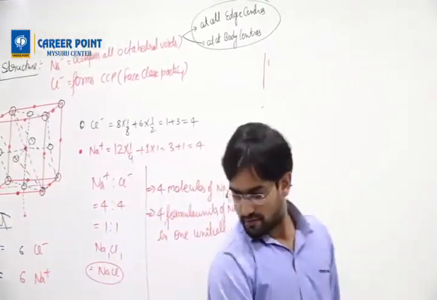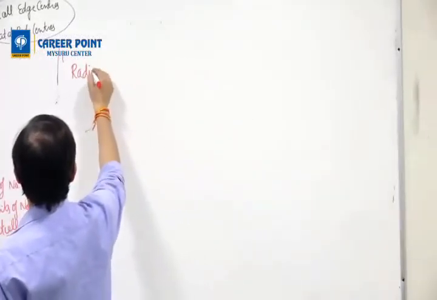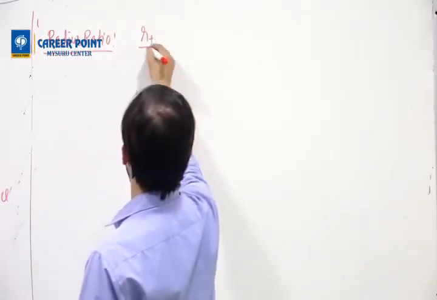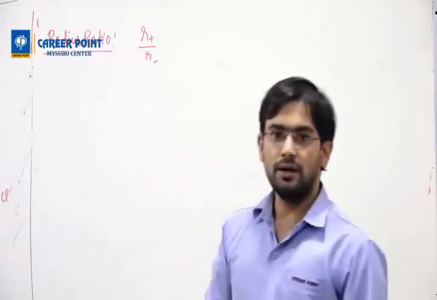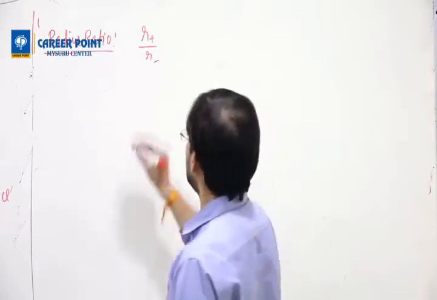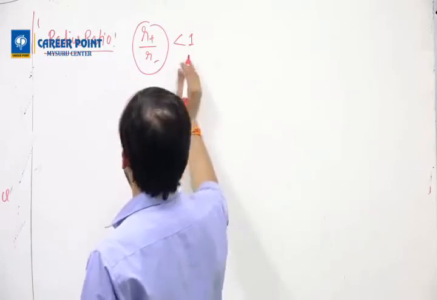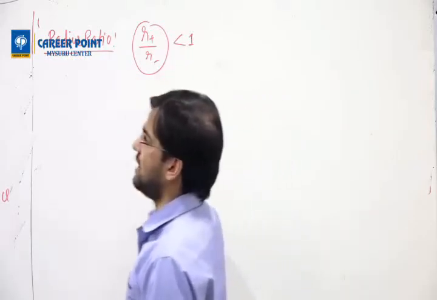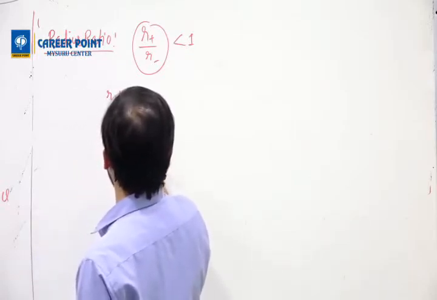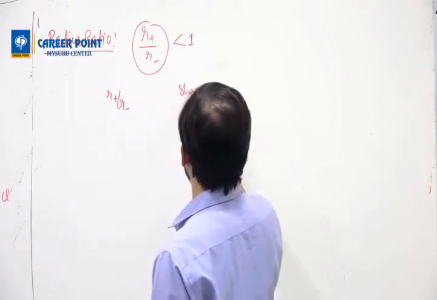Okay, so now after this we have something called radius ratio. Radius ratio is defined as R plus by R minus, the ratio of cation radius to anion radius. Whatever value you get, it will always be less than 1. On the basis of its value, you can tell where the cation will go. So we take the R plus by R minus range, and then its shape.